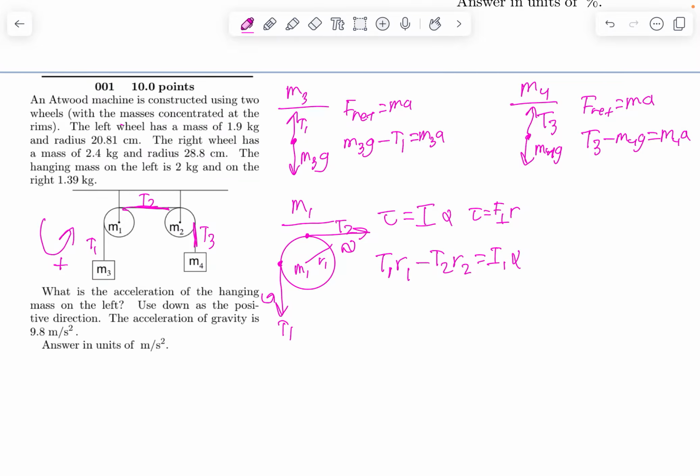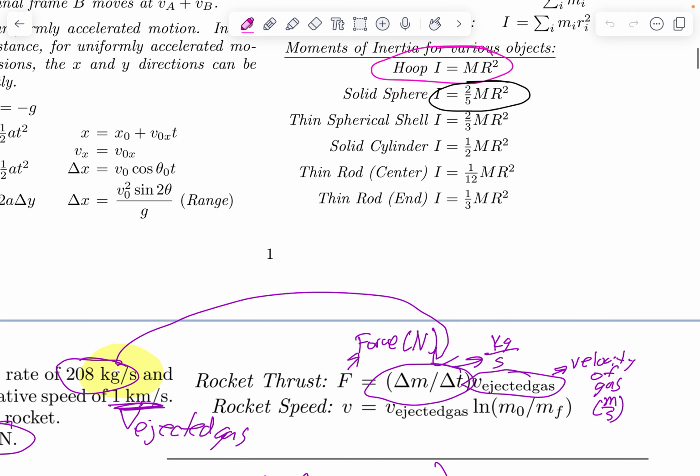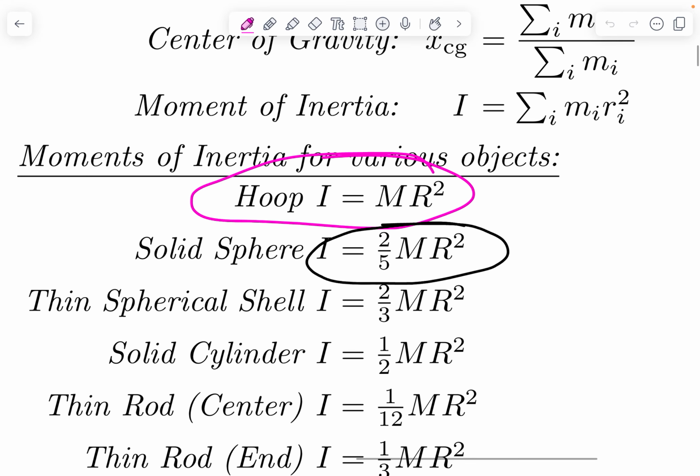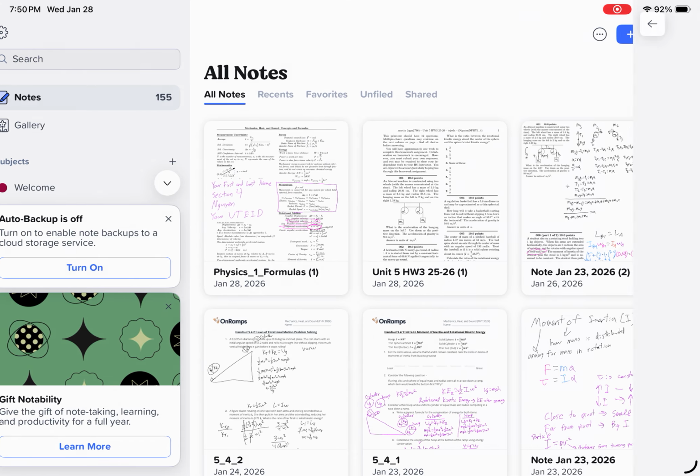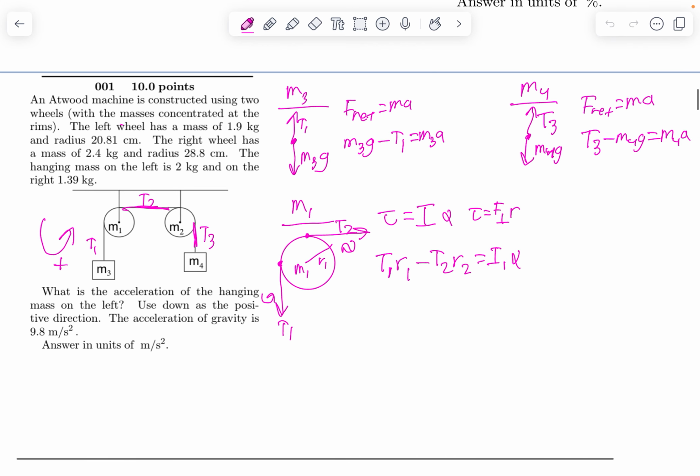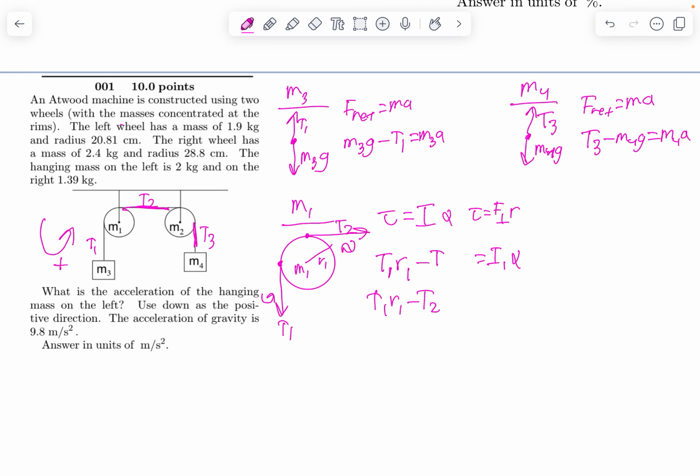And I, for a mass concentrated at the rim, that is a hoop. Yeah, it's a hoop, a ring with all the mass on the outside. So that's just MR squared. So T1 R1 minus T2 R2. Oh, why did I put R2? That should be an R1. So T1 R1 minus T2 R1 is equal to M1 R1 squared alpha.